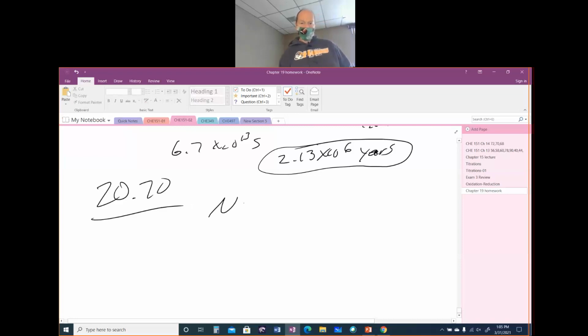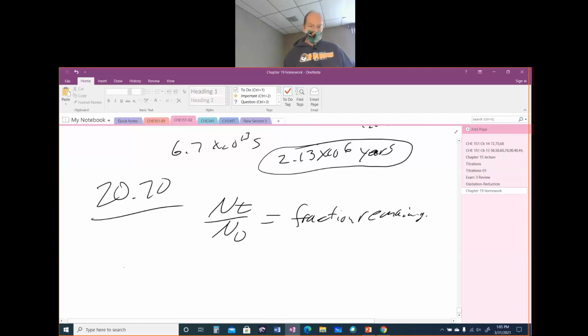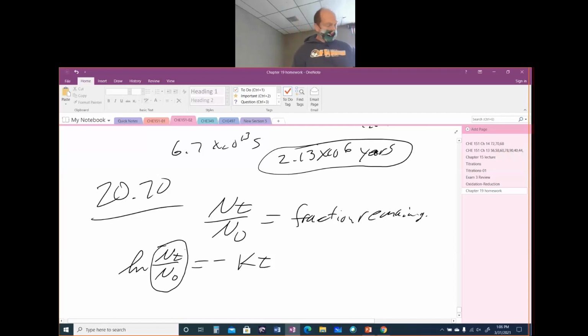Remember that Nt over N0 is equal to the fraction remaining. So when the question asks what the fraction remaining is, this is what you're looking for. You have your integrated first order rate law: ln of N at time t over N initial is equal to negative kt. When it asks for the fraction, all we're solving for is that. So we need a time, and we need a k.